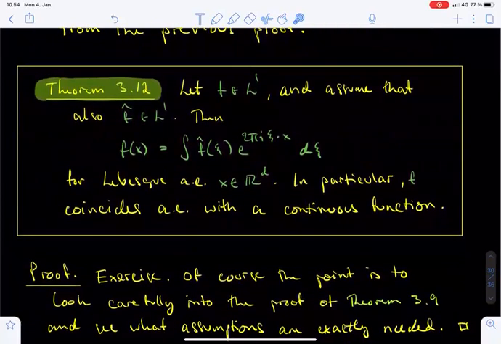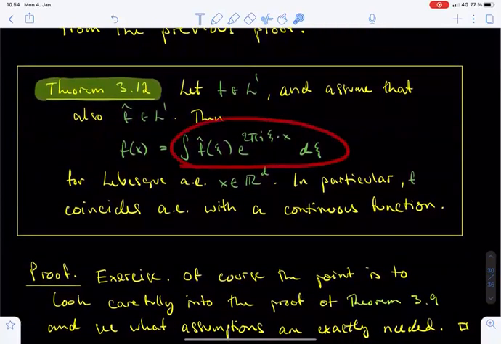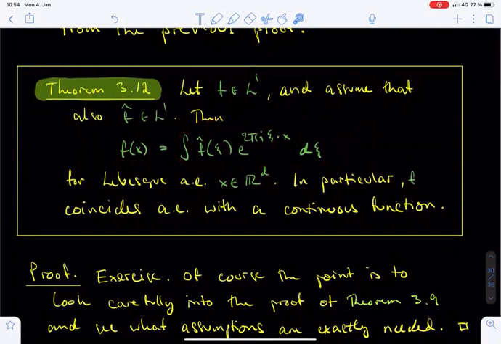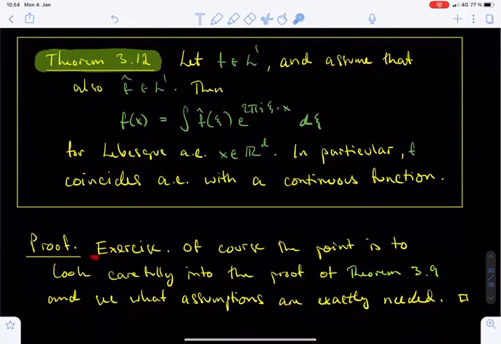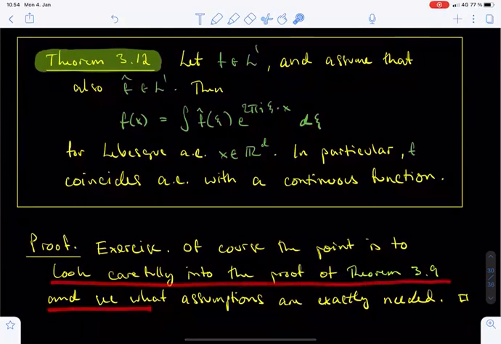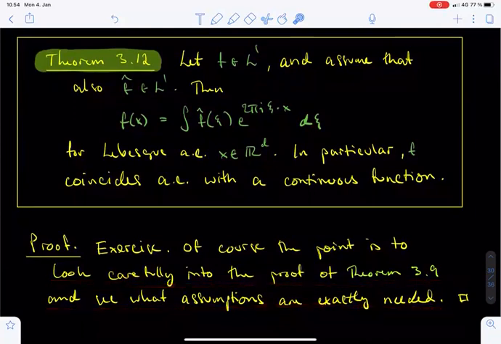Since we assume that hat of f is an L1 function, the right-hand side of this equation defines a continuous function on R^d. In particular, f coincides almost everywhere with a continuous function. We leave the proof of Theorem 3.12 as an exercise. The idea is to have a look into the proof of the Fourier inversion formula for Schwarz functions and think carefully whether the Schwarz function assumption can be relaxed.